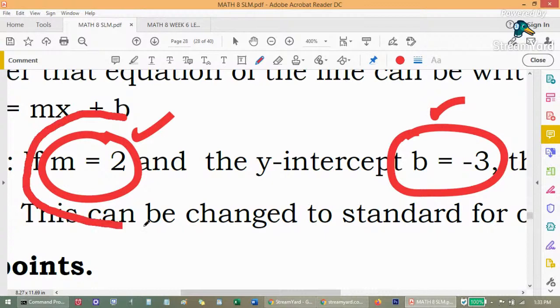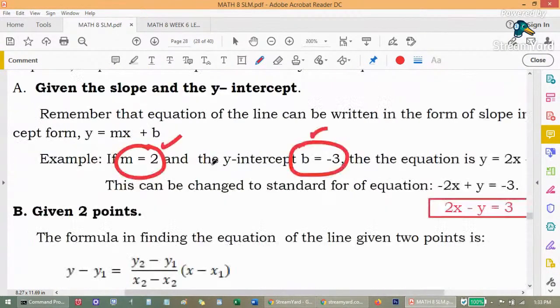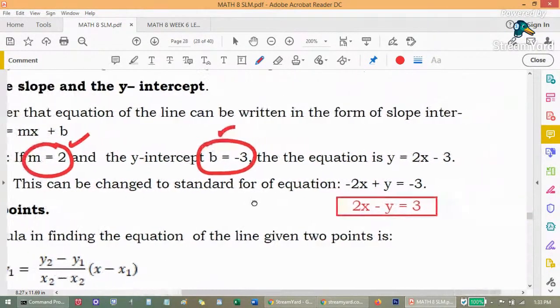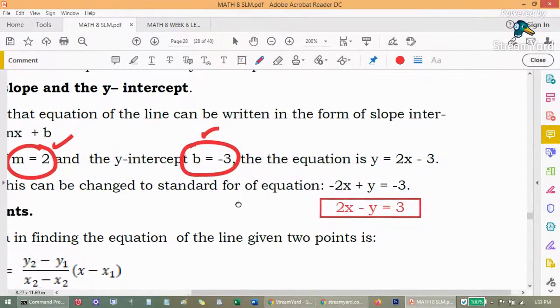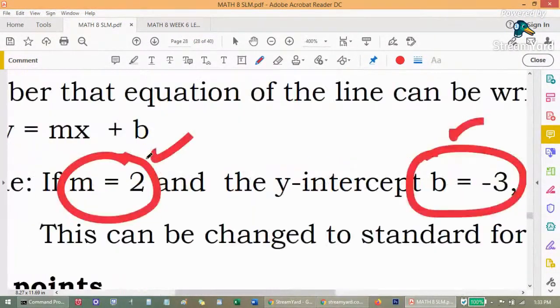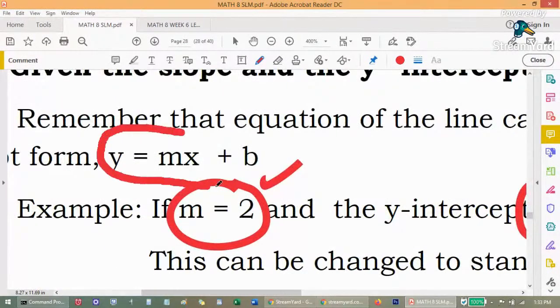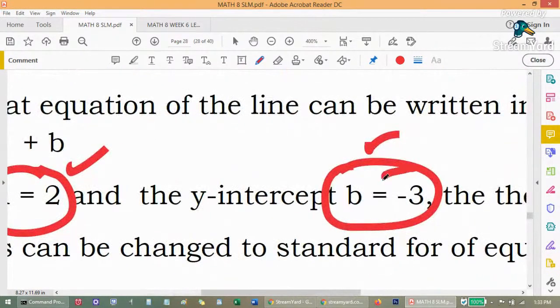So, ang gagawin natin dito, kagaya ng ginawa natin kanina, is gamitin natin ang slope-intercept form. Y is equals to mx plus b. So, papalitan lang natin tong m ng 2. Papalitan lang natin tong b ng negative 3.